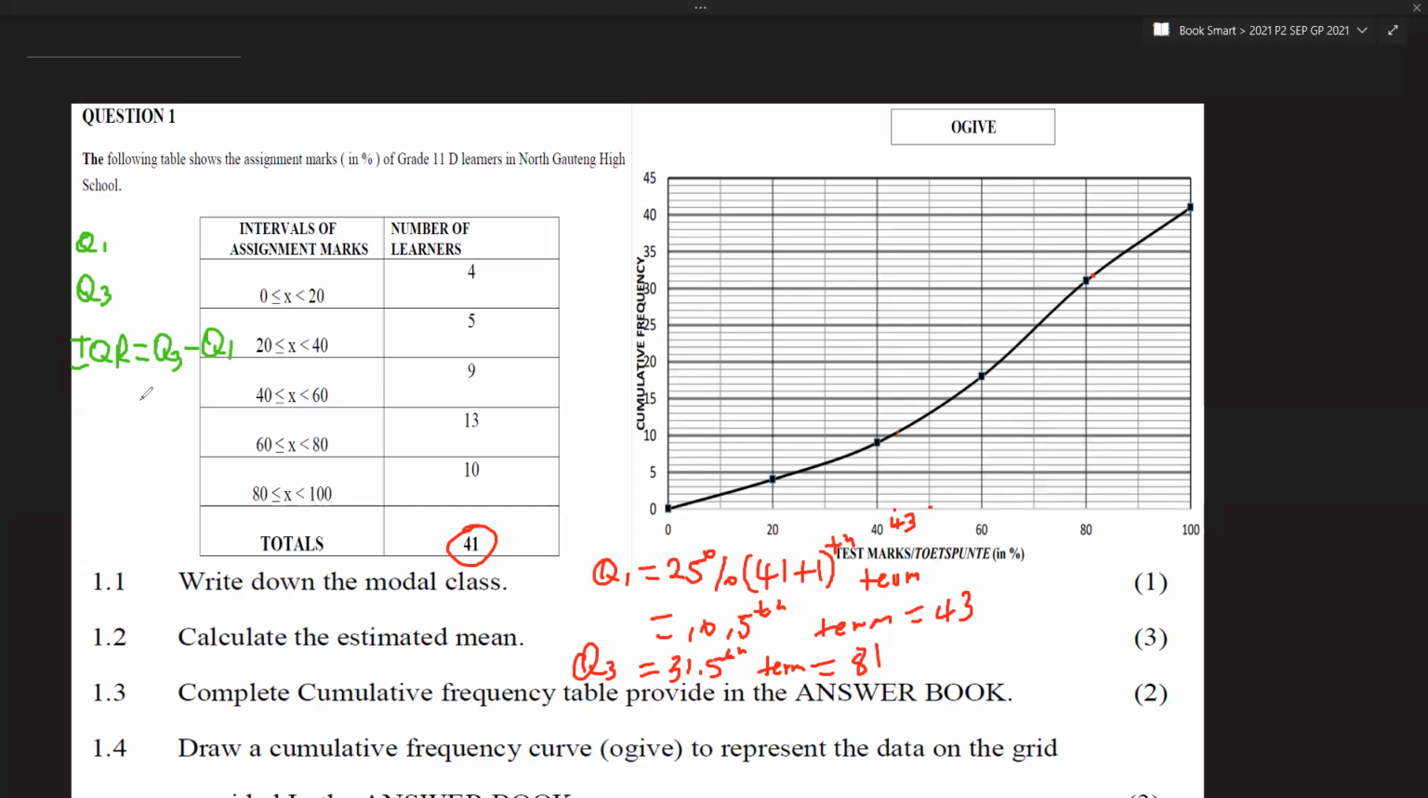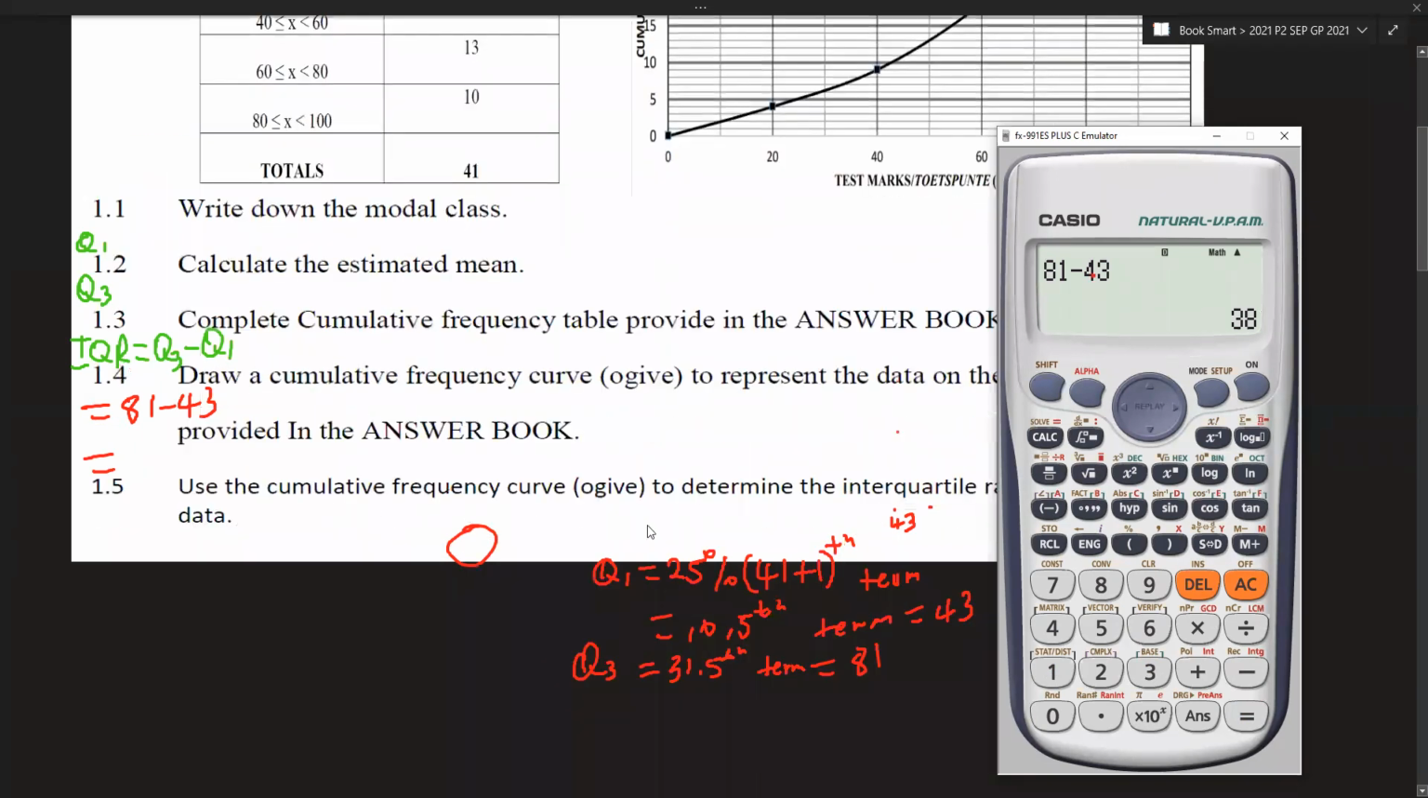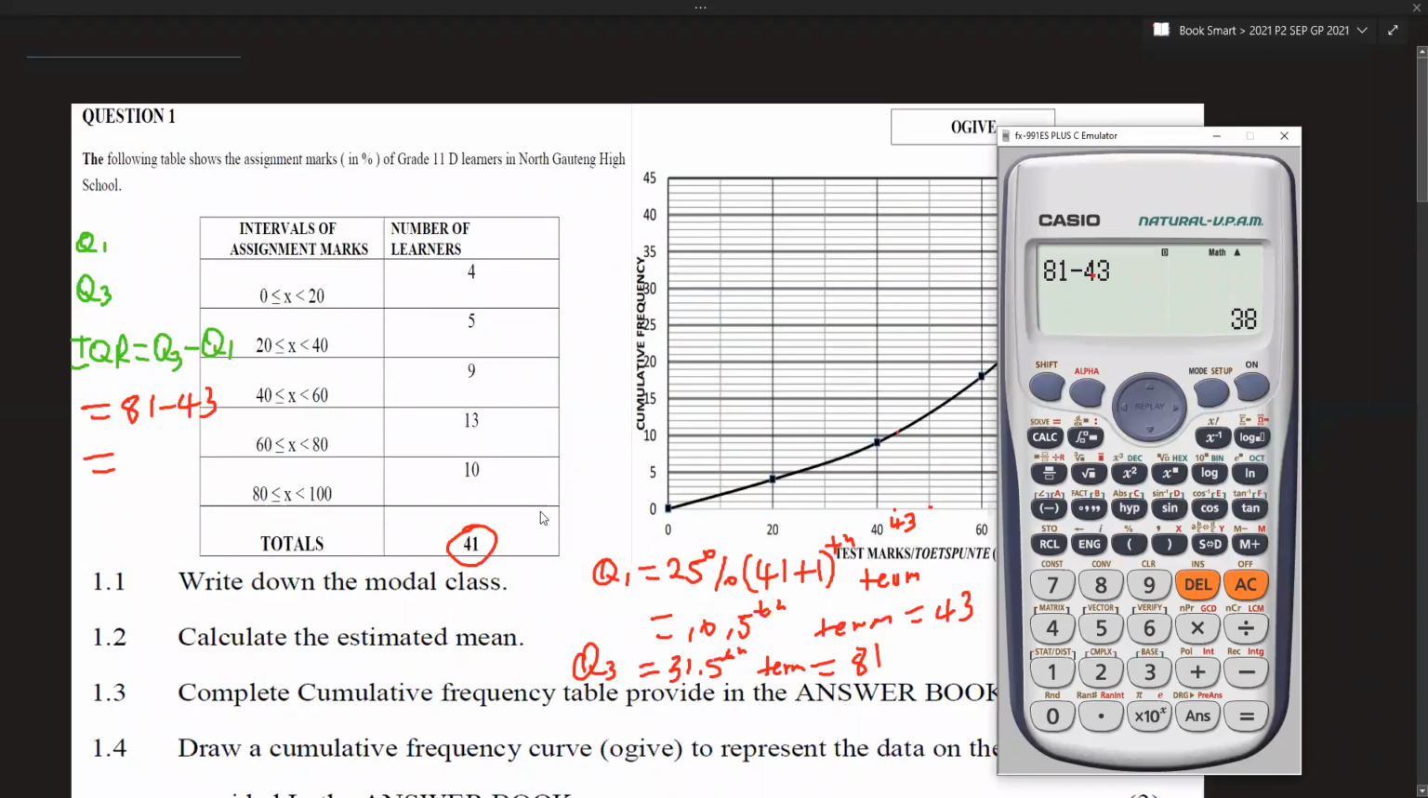And then for the interquartile range, I need to subtract Q1 from Q3, which is 81 minus 43. What is 81 minus 43 on our calculator? Let's quickly check. 81 minus 43 is equal to 38, which should be your answer for this question, right? Awesome. So for our last question, the answer is 38.